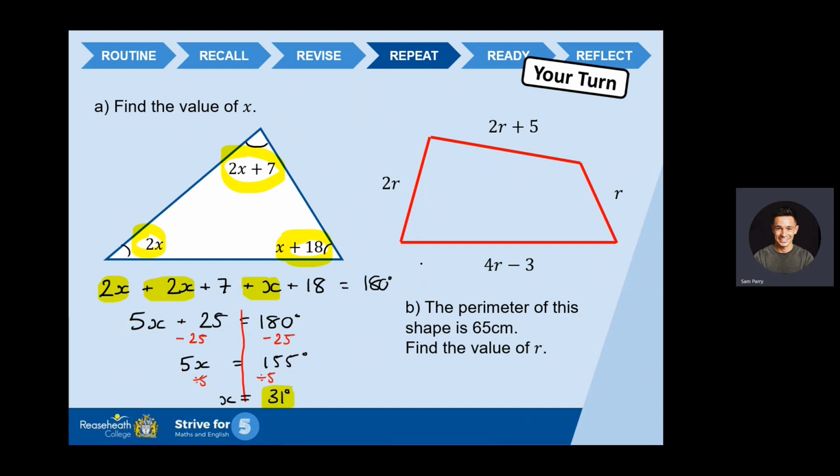So we might run out of space here, but we'll give it a go. I might do a bit at the top and then solve it at the bottom. Let's have a look. So we've got the perimeter of this shape is 65 centimeters. Find the value of r. So I know that all those sides added together are going to give me 65 centimeters.